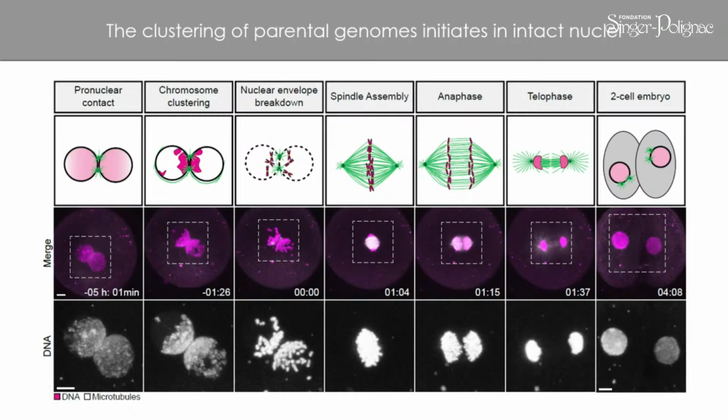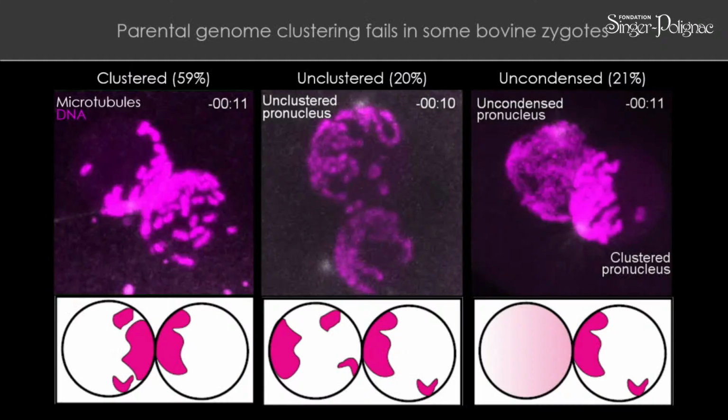We also checked whether this process was efficient, and what we found is that in about 20% of the cases, one of the two pronuclei was polarized, but outward, as in this example. In another 20% of the cases, there was one nucleus that we term uncondensed, where the chromosomes were not so condensed at the onset of mitosis and were more spread out inside the cytoplasm.